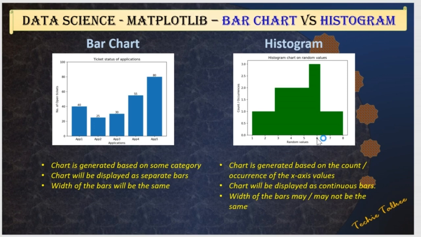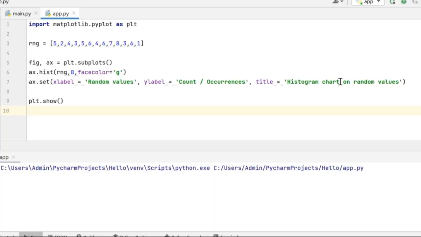Now let's move on to the second part of the video, which is all about the creation of histogram in matplotlib. And in this video, I'm going to talk about the 1D and the 2D histograms. Let us consider this very simple example where I have a range of values. So I have an array RNG which is going to hold these values.